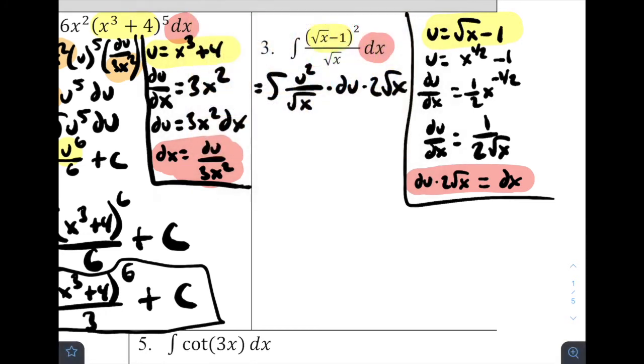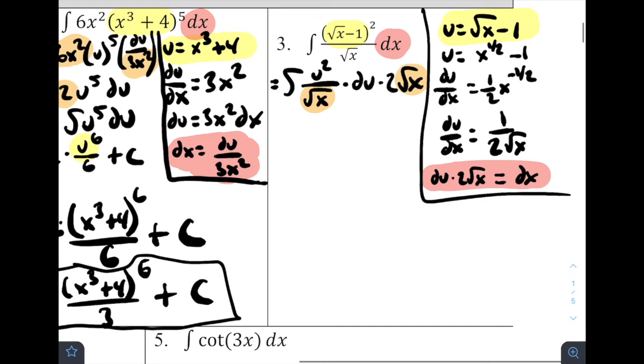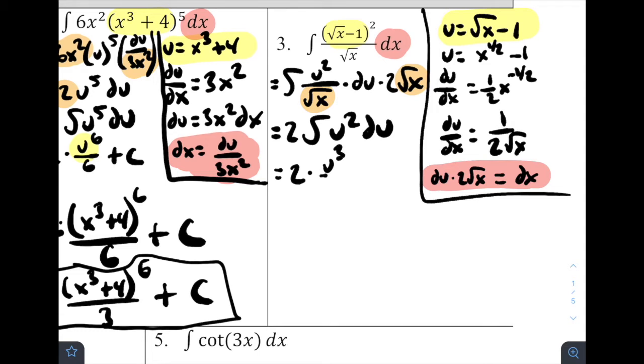Well, we notice here that it's a root x being divided by a root x. Those are going to cancel each other out. And this 2 that's here, we can pull on the outside because that's a constant. So this is 2 times the integral of u squared du. And now it's time to take the antiderivative. Now we've got a much simpler problem, way easier now. So 2 times the antiderivative of u squared, which is u cubed over 3, plus the c.